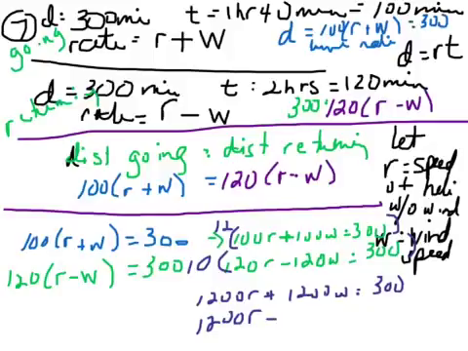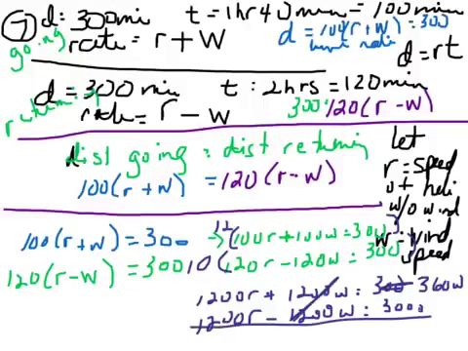1,200R minus 1,200W equal, that would actually be 3,000, and I forgot to multiply 30W times 12. 30 times 12 would be 360W. And you could finish solving this. I'm just going to do the setup for you. Those would cancel out. You'd get 2,400R equal 3,360W, and you could solve that.